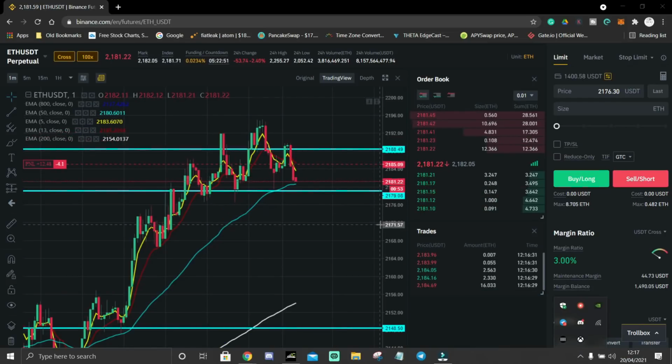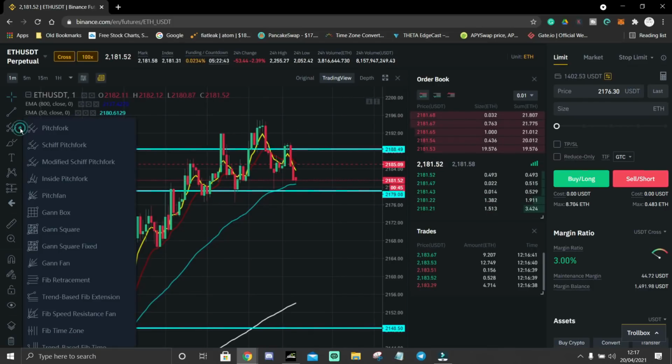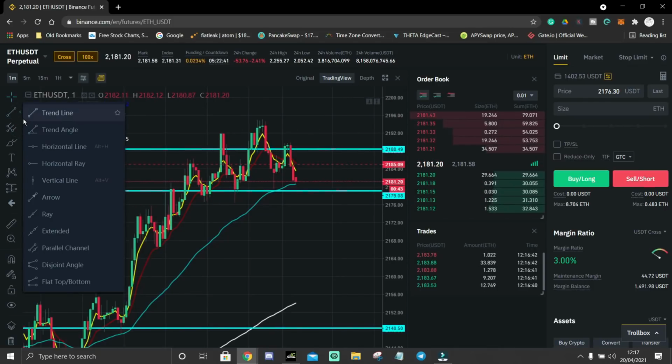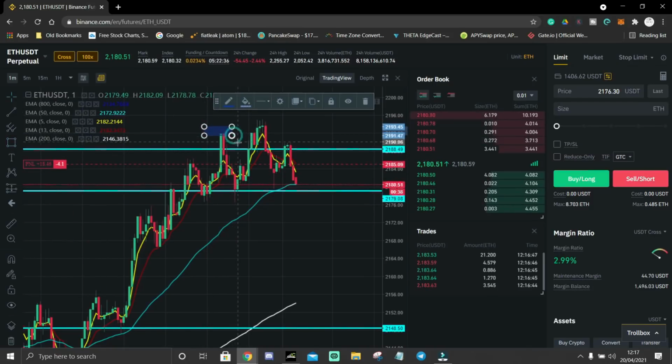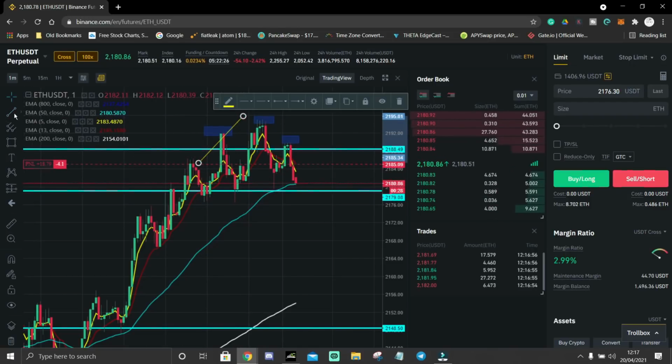Okay, so what we got here, you can see now Ethereum is starting to break down. The basis of this entry on the 1 minute time frame is we are in the presence of what would be deemed a head and shoulders formation, which is, as always, a variation of an M pattern.